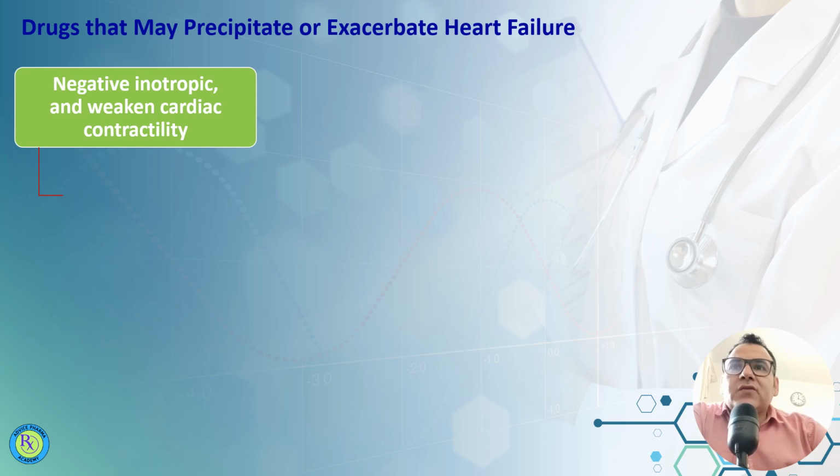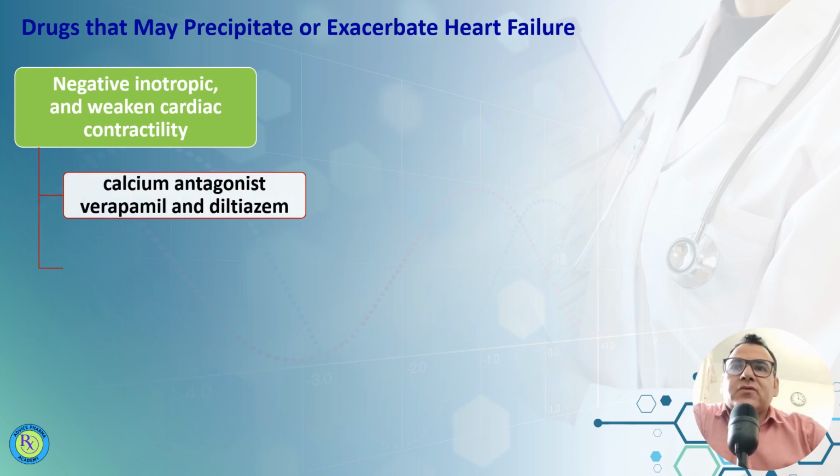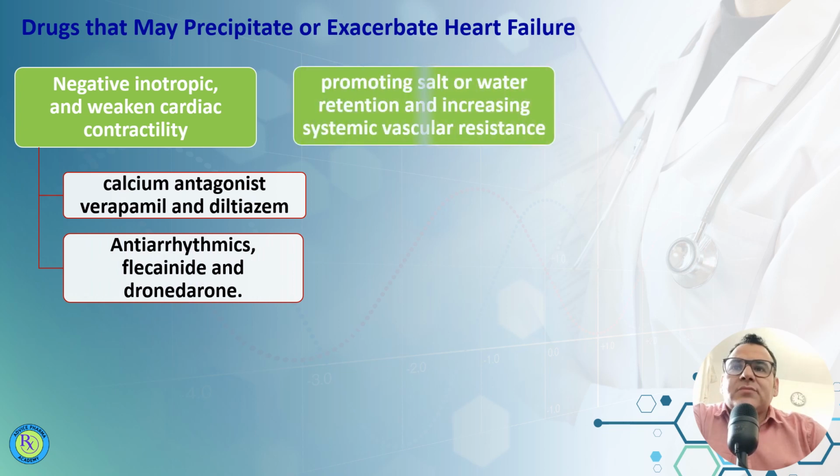Medications which are negative inotropic that weaken contractility, so medications that depress cardiac conduction or pumping. Of course, from them there is the calcium channel blocker, the non-dihydropyridine calcium channel blocker, the old generation like verapamil and diltiazem. Antiarrhythmics like flecainide and dronedarone are very famous to depress cardiac contractility and pumping.